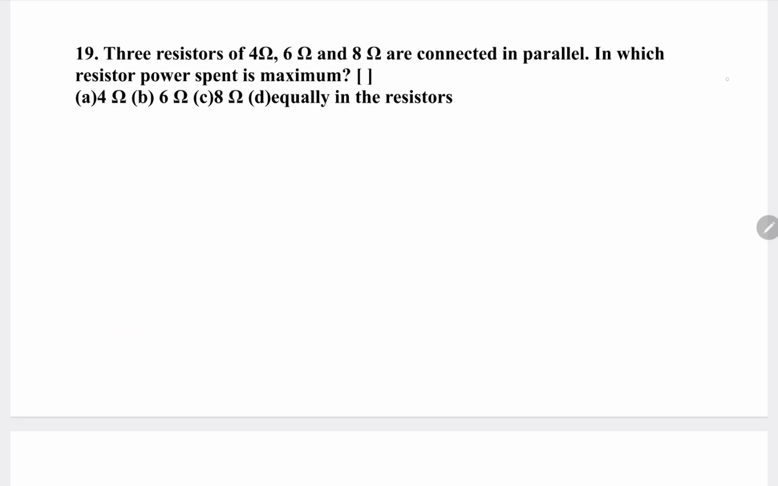Next question, 19th question. Three resistors 4 ohm, 6 ohm, 8 ohm are connected in parallel. In which resistor is the power spent maximum? So how are they connected? They are connected in parallel.